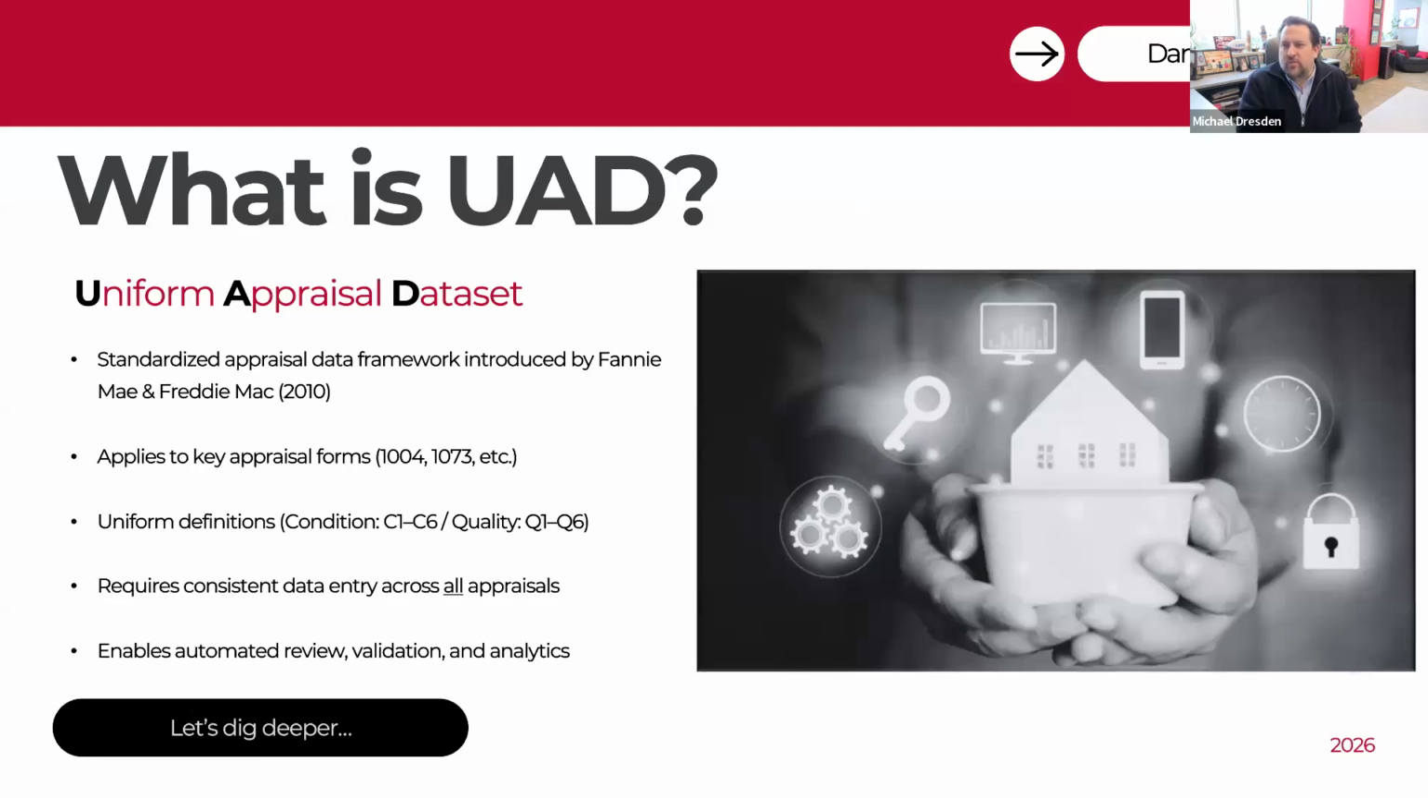So what is UAD? It's the Uniform Appraisal Data Set. It's a standardized appraisal data framework that was introduced by Fannie and Freddie 16 years ago. It applies to all the key appraisal forms, all the numeric forms. Think 1004, 1073, 2055. Uniform definitions were created in this data set. Think C1 through C6 for condition ratings, Q1 through Q6 for quality. It requires consistent data entry across all appraisals, and it enables some really cool things like automated review, validation, and analytics.